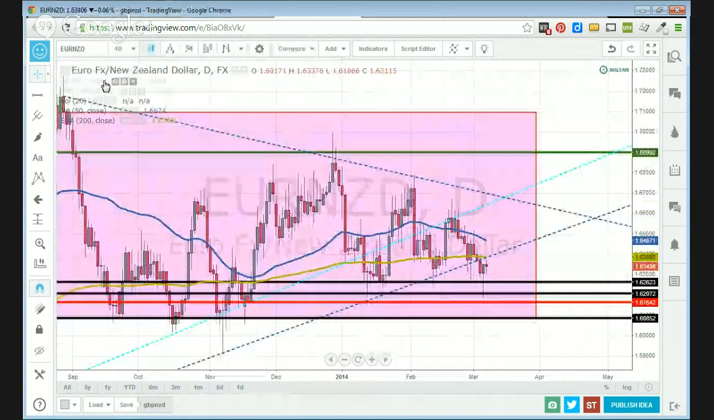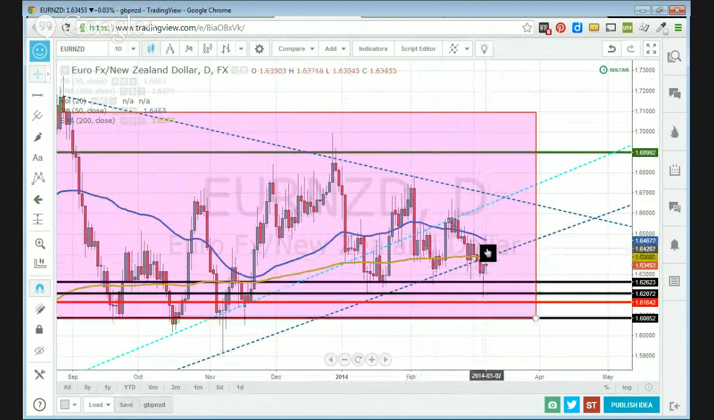Euro Kiwi. Okay, this is a bit more encouraging, because we have this long wick off support. So I entered at the support level here. Let's see where we go. Really need to close above the 200 exponential moving average before I can move my stop to break even. So if we can close above this line here, I think that'll give me enough.